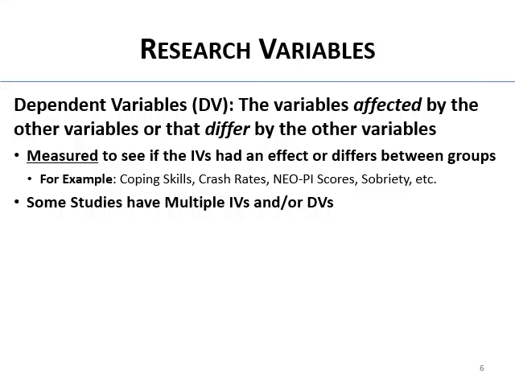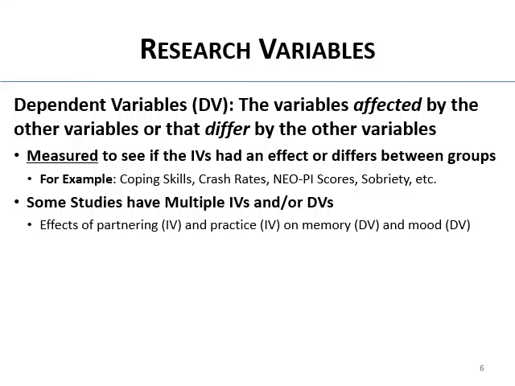There are studies that have multiple IVs and multiple DVs, so just be aware of that. For example, you can look at the effects of both partnering and practice, that is, having a partner and practice, on both memory and mood. In this short example here, you've got 2 IVs and 2 DVs. Effects of partnering and practice, we think they affect what? Both memory and mood. That's why the latter are the DVs.